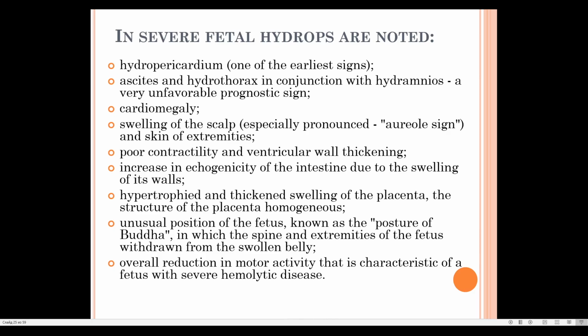Hypertrophied and thickened swelling of the placenta. The structure of the placenta is homogeneous. Unusual position of the fetus, known as the posture of Buddha, in which the spinous extremities of the fetus are withdrawn from the swollen belly, and body and head are extended, extremities are pressed back because of very big swollen belly and ascites. Overall reduction in motor activity that is characteristic of a fetus with severe hemolytic disease.